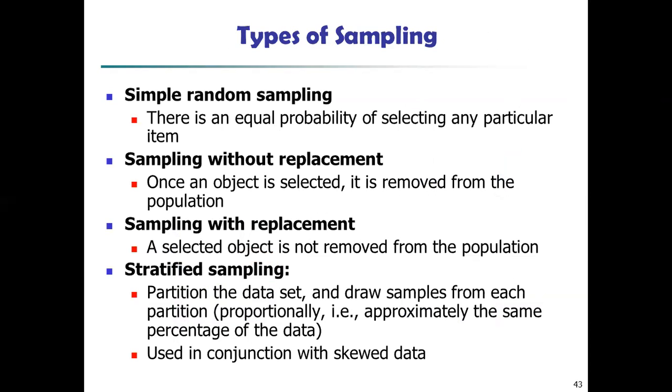See here, first one is the simple random sampling. There is an equal probability of selecting any particular item. Sampling without replacement: once an object is selected, it is removed from the population. Sampling with replacement: a selected object is not removed from the population. And stratified sampling: partition the data set and draw samples from each partition, approximately the same percentage of the data, used in conjunction with skewed data.